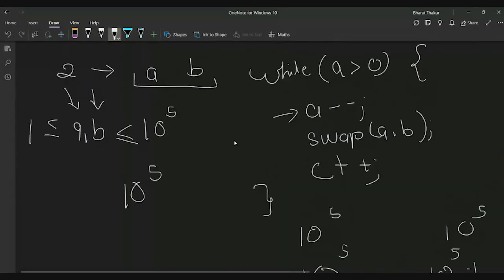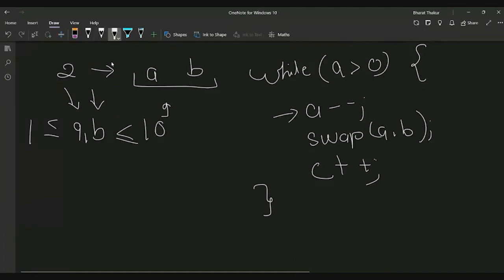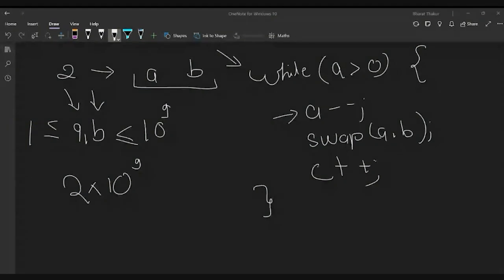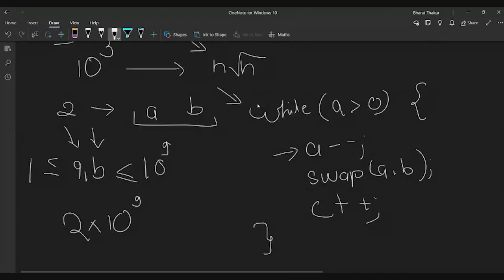But now what if I say it is not 10 power 5, it is 10 power 9. Now what will you do? Do you know how many operations will be performed at worst? It will be 2 into 10 power 9 here, if A and B values can go up to 10 power 9. So at this point, you will have to optimize the code.